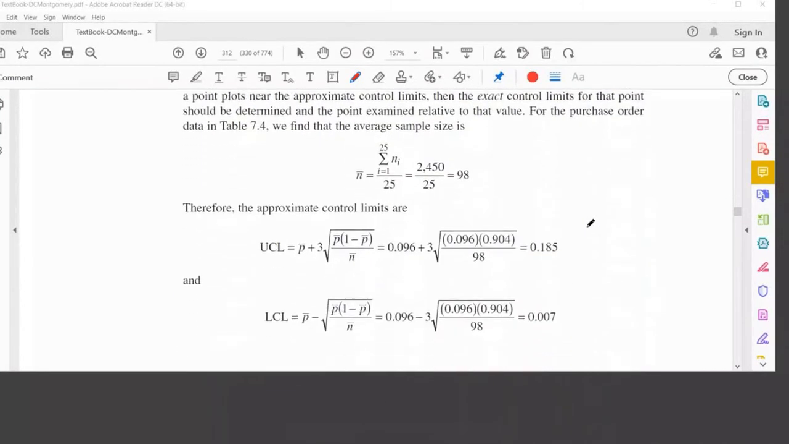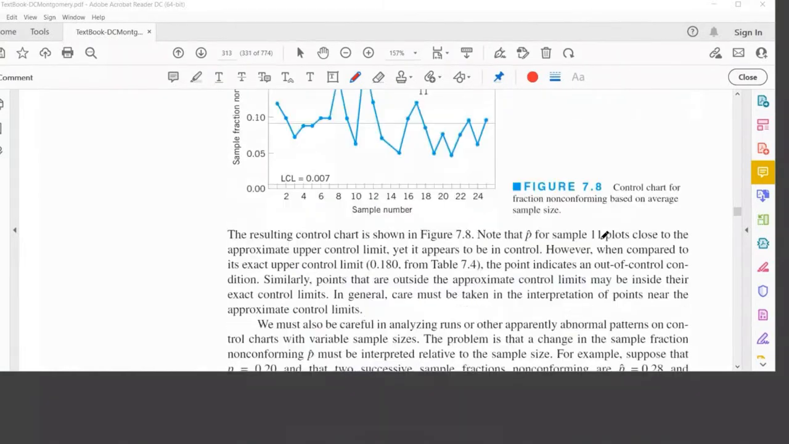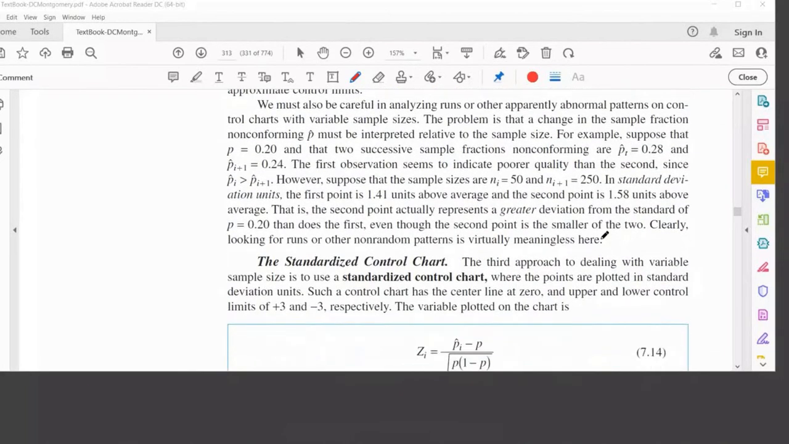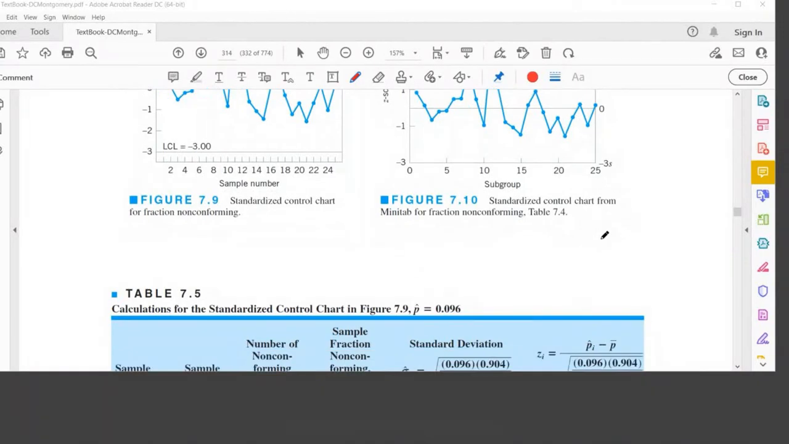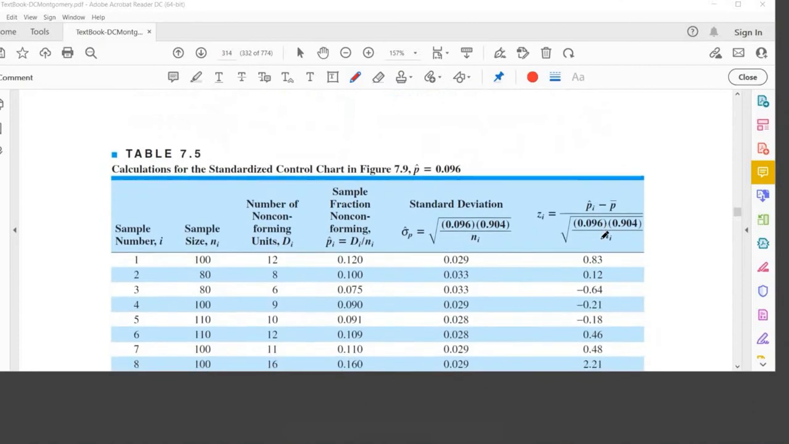So again, this is P chart, not NP chart. So do we have variable sample size for NP? We don't use NP for variable sample size. Better use P chart when there is variable sample size. I hope you are clear. If you are given variable sample size, use P chart. NP chart, we don't use it for variable sample size.